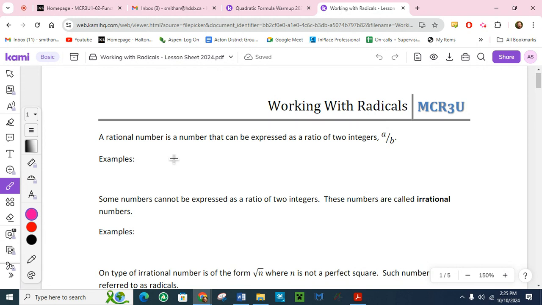But we talked about different number systems, and rational numbers were a number that could be expressed as one integer over another. So here's some examples of rational numbers. A number like 2/3 is a rational number.